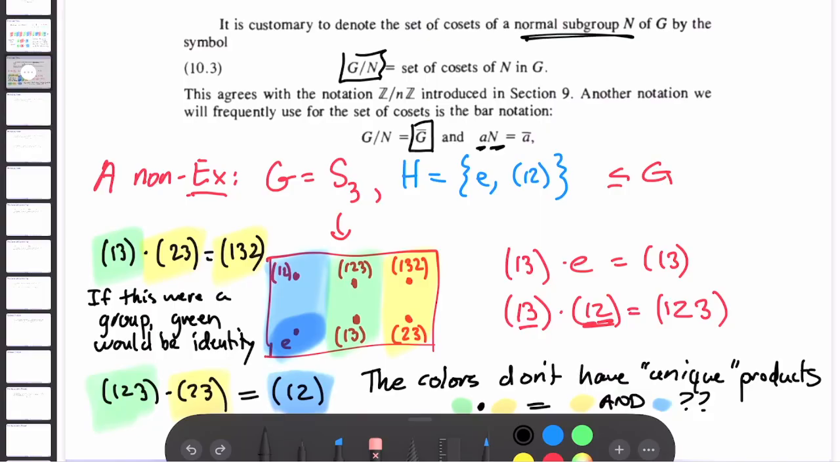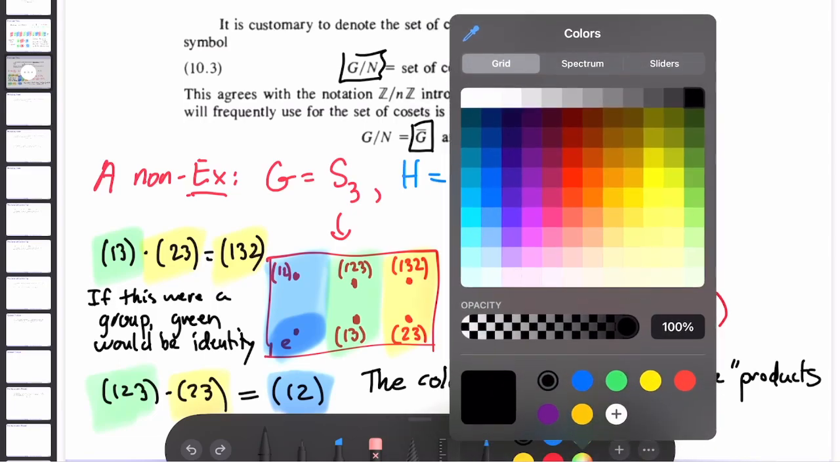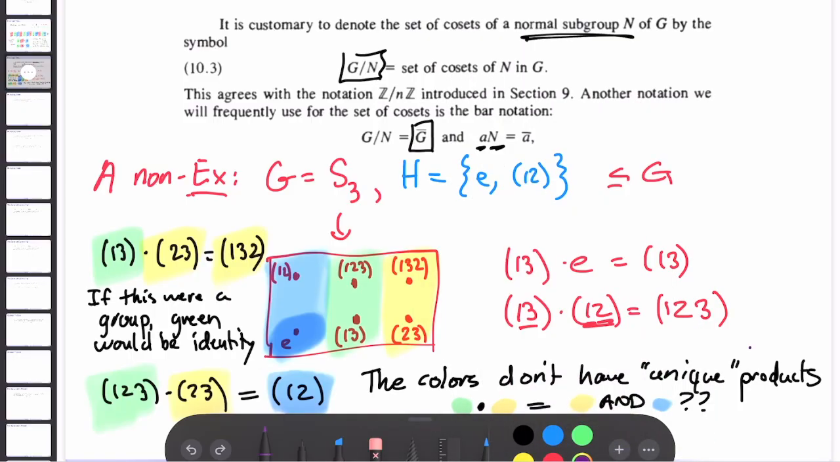So it's going to turn out that normal, yeah, well-defined is the English term for this. Do I have a spare color? Not really. Let me pick one from the palette. So this is not well defined.